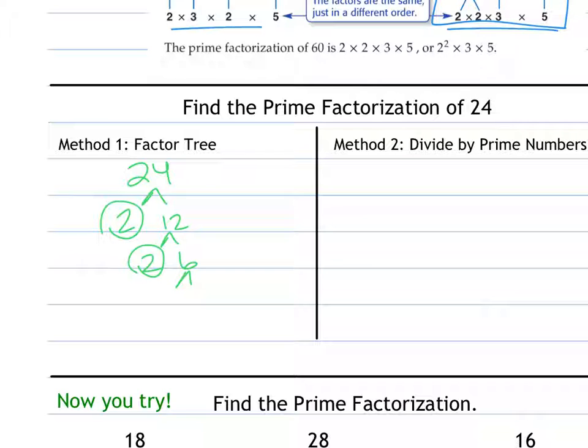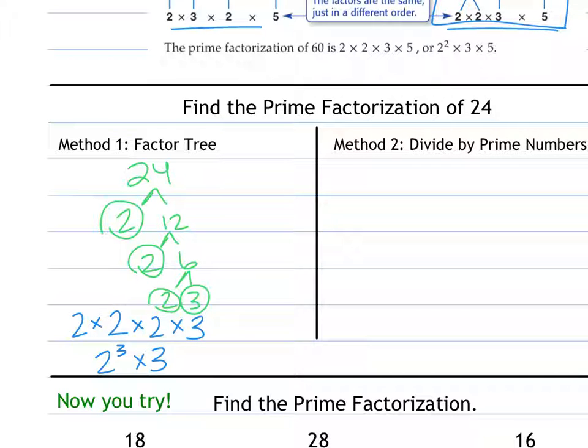6 is composite, so that could be split between 2 and 3. Both of those are now prime, so I'm done. There's nothing else to split apart. So then I write this out as the numbers that are being multiplied together. So 2 times 2 times 2 times 3. You could write it that way, or you could write it with exponents. Since 2 is being multiplied 3 times over, you could write 2 to the third times 3.